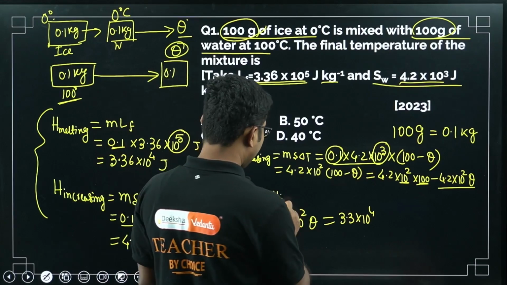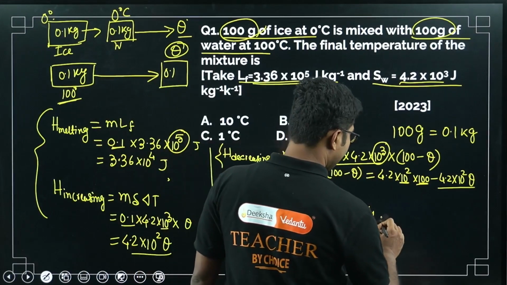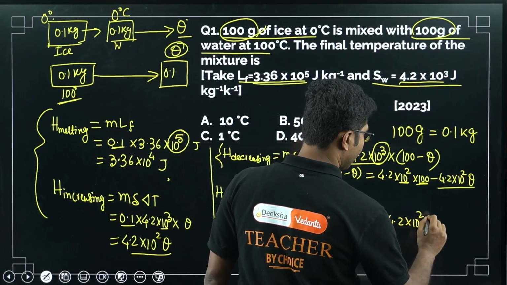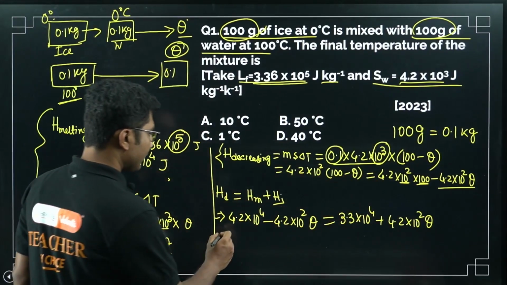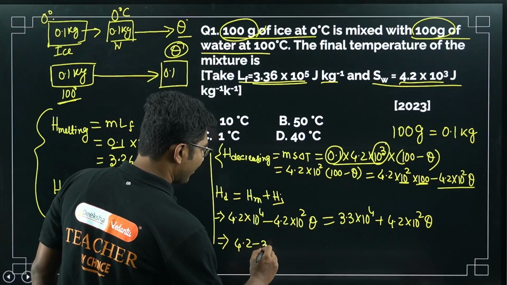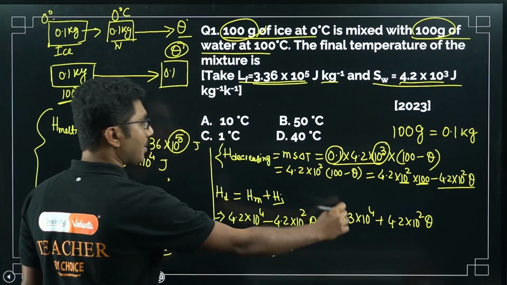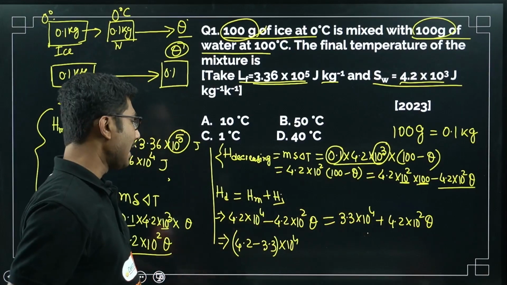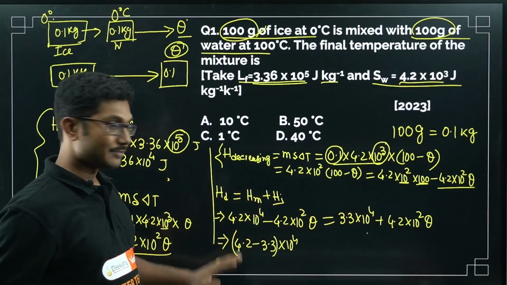Okay, and then HI. What is HI? HI is 4.2 into 10, the same value, but in an opposite sign. So 4.2 times 10 to the power of 2 theta. Okay, so what we will do? We will take this on the other side. So it will become 4.2 minus 3.3 times 10 to the power of 4. So 10 to the power 4 is common in both the cases. So we have taken this on our left hand side and made the negative sign because it was positive on this side. So once it comes to that side, it becomes negative.